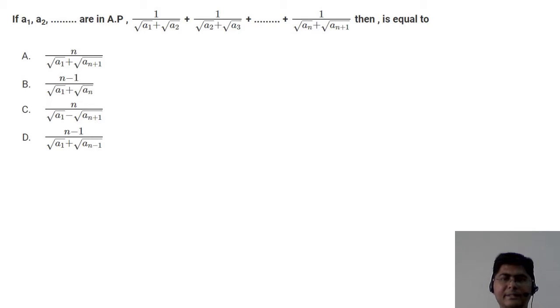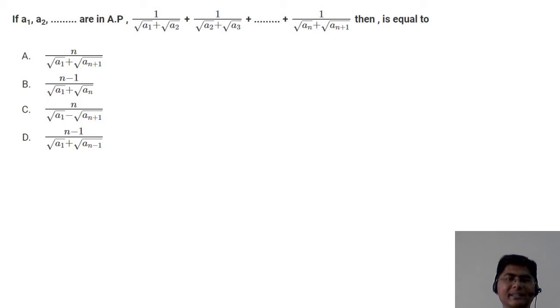Okay, hi. Let's take another CAT problem. The question is on your screen. If A1, A2, dot dot dot, up to A(n+1) are in AP, then 1 divided by root A1 plus root A2, plus 1 divided by root A2 plus root A3, plus dot dot dot, plus 1 divided by root An plus root A(n+1), is equal to, there are a couple of options given.